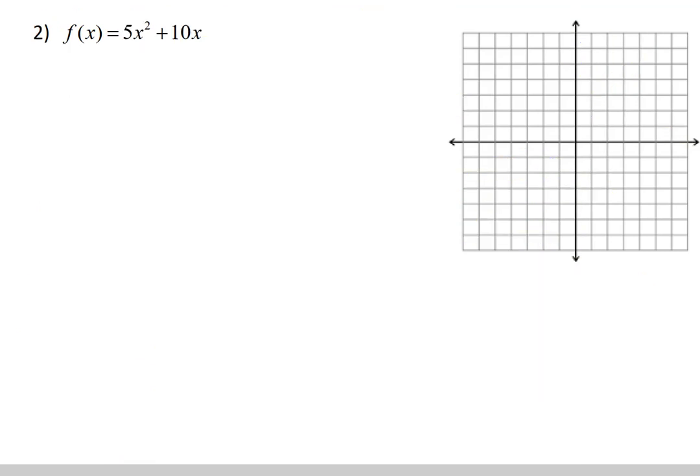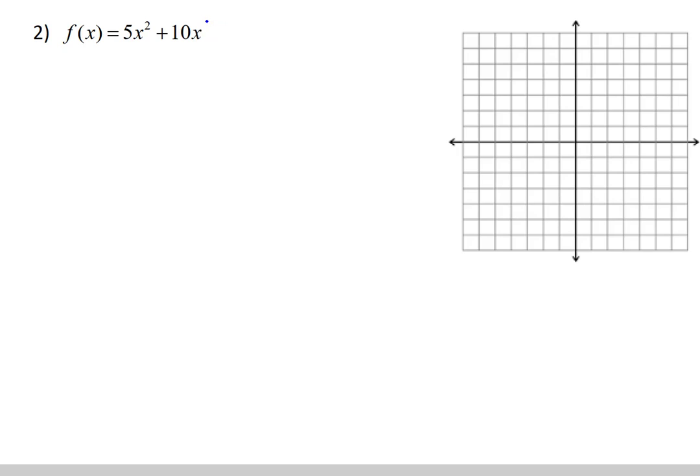Let's consider a second example in these same instructions. This one reads f(x) = 5x² + 10x. And again, we want to turn this into standard form and then graph it and find the domain and the range. Now, this one, when you compare it to the first one we just did, is almost in the same form. It's almost in the general form we've been discussing, except notice there's no c value in this example.